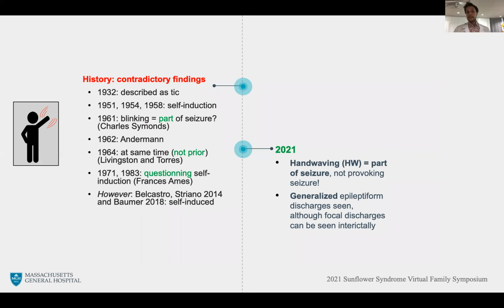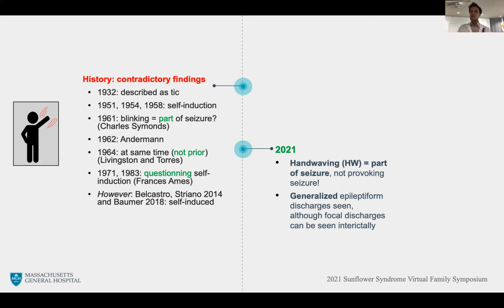But then in 1961, Charles Simmons already asked, isn't this blinking that he saw in this photosensitive epilepsy part of a seizure? At the same time, in 1964, Livingston and Torres said this hand waving is happening at the same time as the abnormal activity in the brain. So it's not happening before, so it's not self-inducing the seizures. And Frances Ames has also been questioning the self-induction.